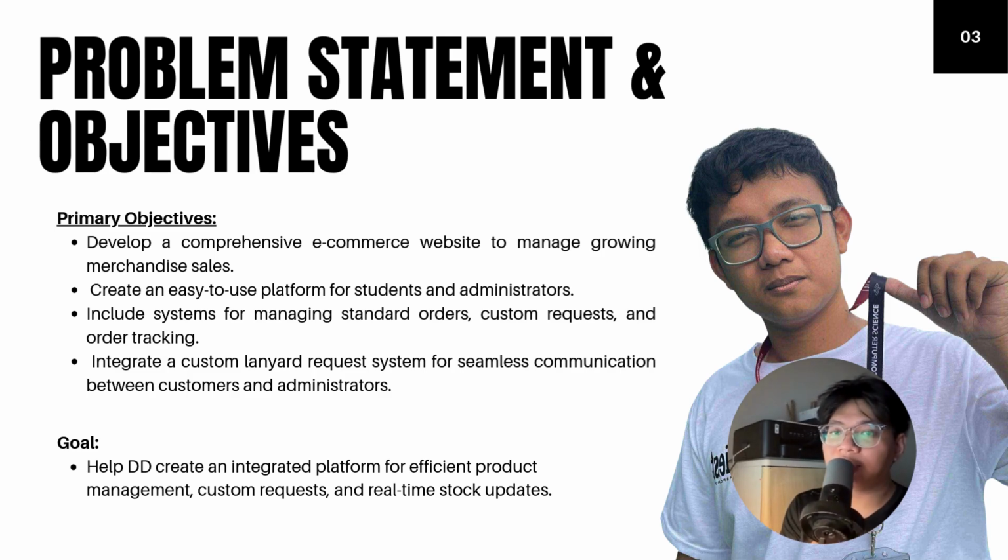So let us now talk about the objectives and goals of this project. To address these problems, we have set the following primary objectives. The first one is to develop a comprehensive e-commerce website to manage their growing merchandise sales. Second is to create an easy-to-use platform for both the students and the administrators. The third one is to include systems for managing standard orders, custom requests, and order tracking. Fourth is to integrate a custom lanyard request system for seamless communication between the customers and the admins.